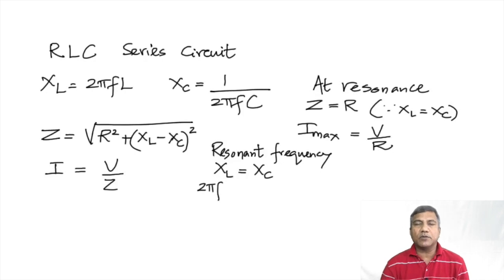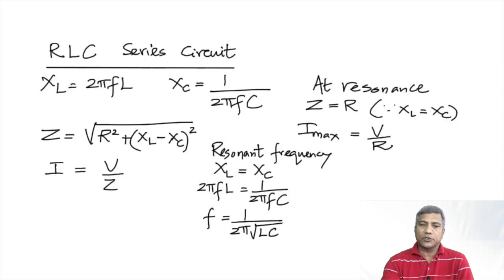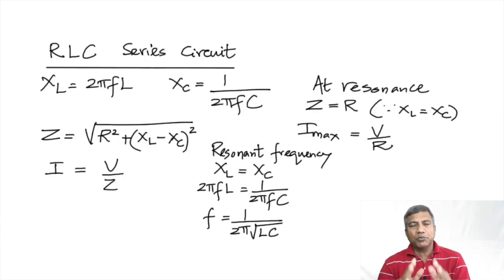So you put them equal to each other and then put 2 pi fL is equal to 1 by 2 pi fC. Rearrange that. Do the math. You will get the resonant frequency to be 1 by 2 pi square root of LC. And you should be able to calculate that. Remember, inductance has to be in henries, not millihenries or microhenries. And capacitance has got to be in farads, not microfarads. So be careful on that. You should be able to do all those calculations.